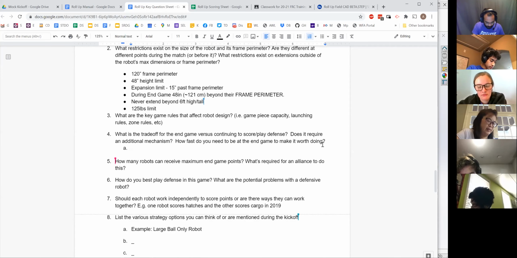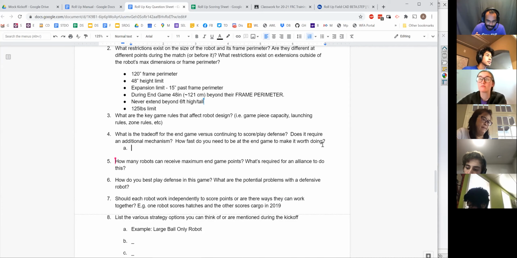What is the trade-off for end game compared to continuing to score? So this is an interesting question. There are some games where it makes sense to just ignore the end game and just keep scoring, right? How many points, how many balls or cycles, do you have to score? We'll have to figure this out. This is going to take a little bit of thought, and we can start taking our notes now, but we may not have an answer. If we could be fast enough at scoring, would it ever make sense to not do the end game, or do we have to be really fast at the end game for that to make sense?